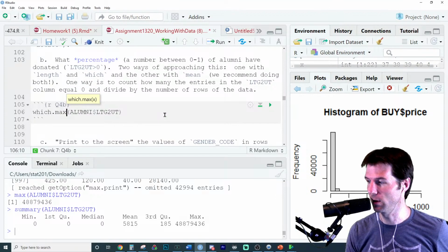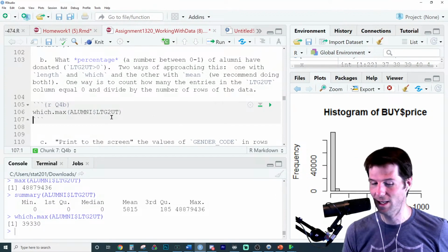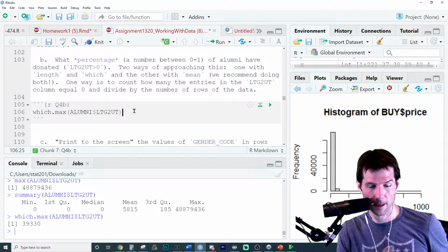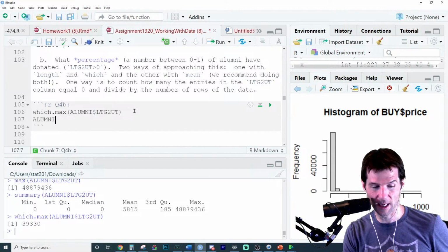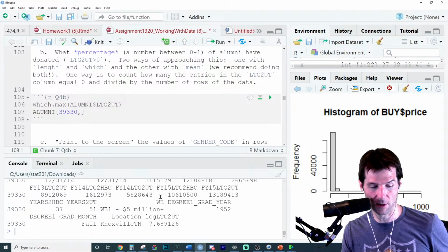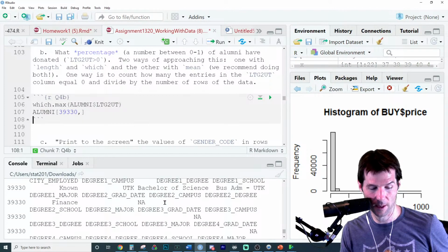Now, if we want to know who this is, we could go to which.max, hint, hint, hint for other questions. This is the which max, the highest lifetime gift amount. This is the person. And you go here to alumni, and you go right here, and you can see the information on them.